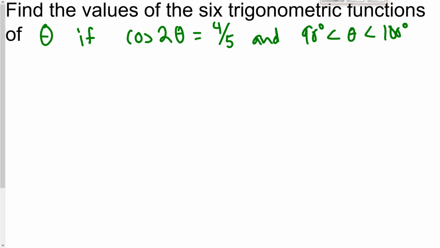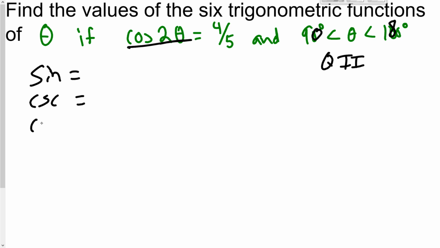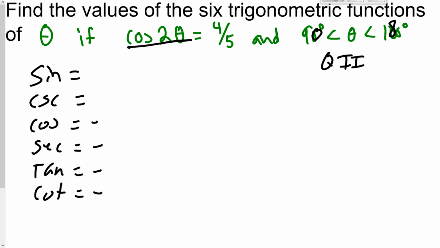Okay, so here's another example. This time we're actually given what cosine of 2 theta, or the double angle of cosine, is: 4/5, right? And this lets us know that this is 180 and this is 90, that we're in the second quadrant. All right, so we're in the second quadrant, so that means sine is positive. That means cosecant is positive. That means cosine is negative. That means secant is negative. That means tangent is negative. That means cotangent is negative.